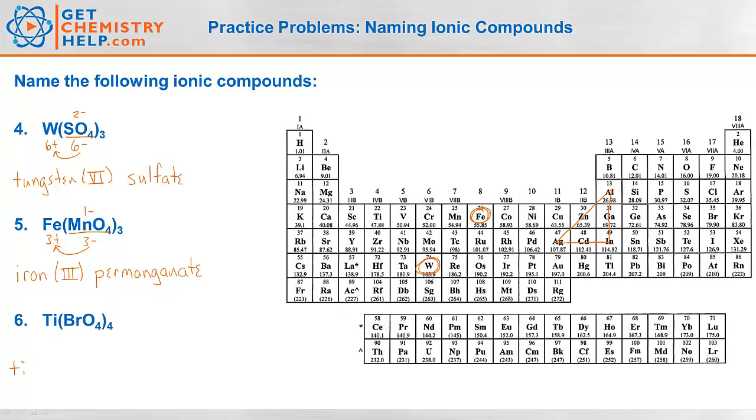Ti. Ti is titanium. Will titanium need a Roman numeral? Let's see where it lives. Yep, it's not in group 1. It's not in group 2. It's not in the triangle. So it will need a Roman numeral.